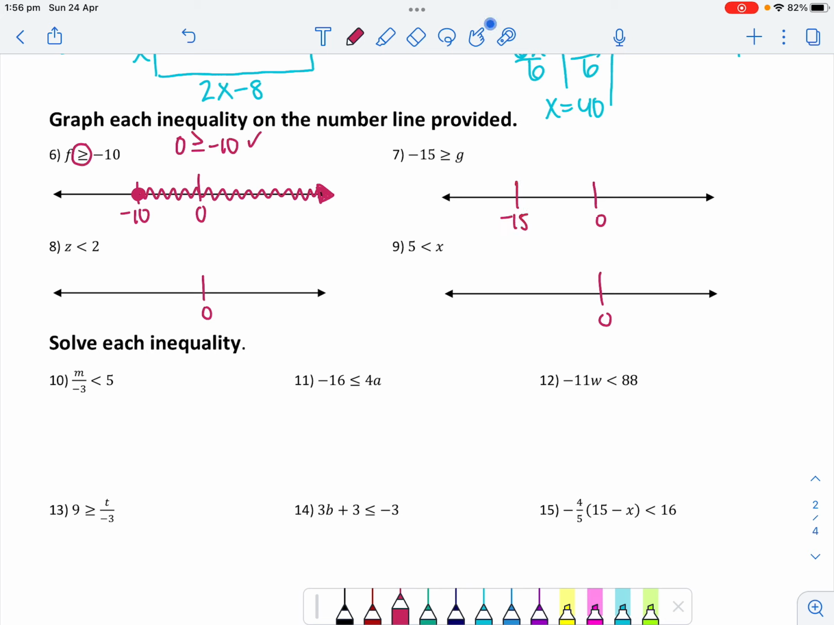Negative 15 is here. And I'm going to again use 0, so is negative 15 greater than or equal to 0? That is not true. So I'm going to have a closed point on negative 15, and I'm going to go the opposite direction. I'm going the opposite way of 0 when it doesn't work. So positive 2 goes on the right-hand side of 0. This one's going to be an open circle because there is no equal sign. And then 0 is less than 2. That is true, so I'm going to go in the direction of 0.